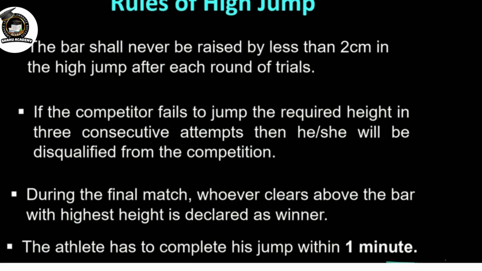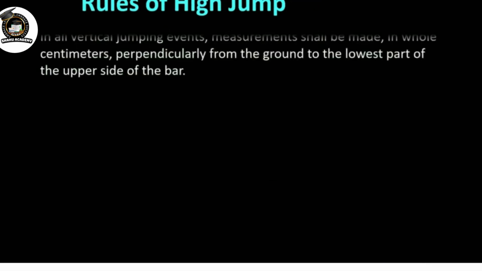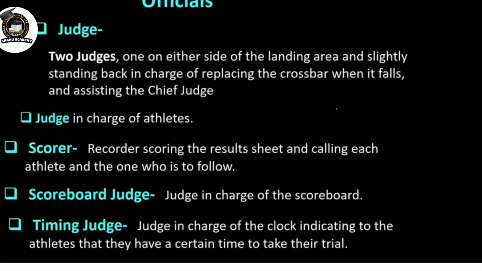Apart from this, there are 2 more judges. One resides in the landing area. One remains a little behind. It helps to replace the crossbar when it falls. Assists the chief judge. There is a judge who has full charge of the athletes. And there is a scorer who records the entire score. Makes the result sheet. And calls each athlete.